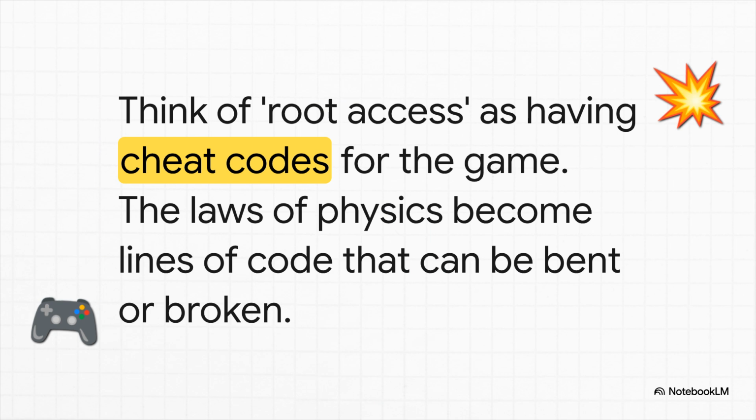Honestly, the easiest way to think about it is like this. It's like having cheat codes for a video game, but the game is reality. Suddenly, the laws of physics aren't really laws anymore. For a guy like Neo, gravity, the speed of a bullet, they're all just lines of code. And they're lines of code that he can literally rewrite on the fly.